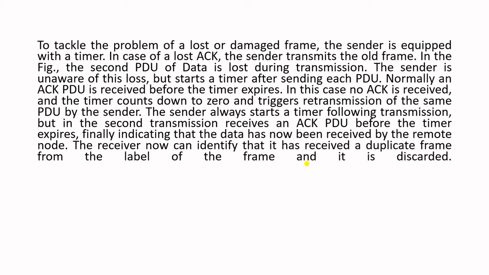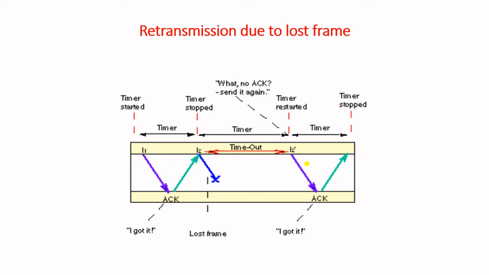Okay, the sender always starts a timer following transmissions, but in the second transmission receives an acknowledgement PDU before the timer expires, finally indicating that the data has now been received by the remote node. The receiver now can identify that it has received a duplicate frame from the level of the frame and it is discarded. Okay, so here in this figure, timer on the top, timer started, timer stopped, timer restarted.